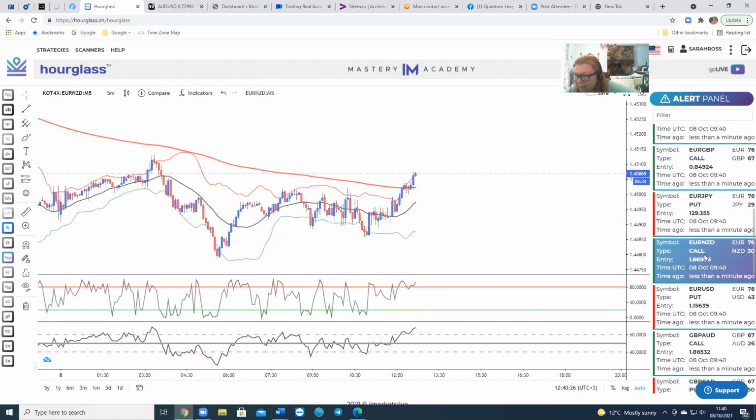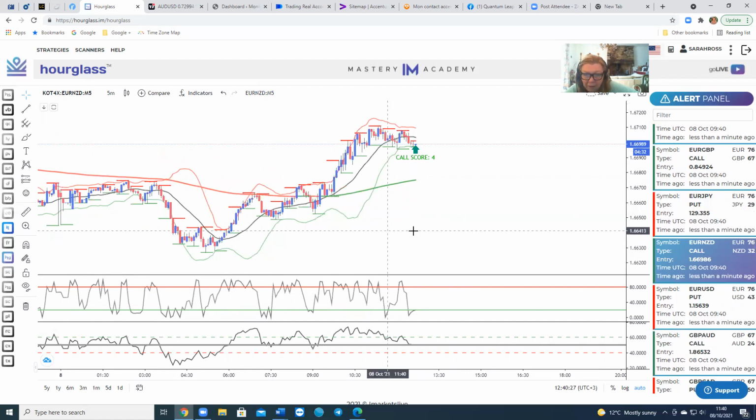Euro NZD 76 to 30 again on the euro. That's quite nicely placed. A call score of 5. Green moving average pointing up, and your stochastic above the 50% line. You just want it pointing up. That's saying calls on the relative strength index. So actually that's quite a good one.